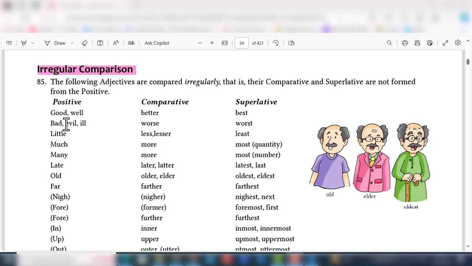Like good, better, best. Well is also an addition, like better, best. Then bad, evil, ill, worse, and worst. Like little, less, lesser, or least; much, more, most; then many, more, and most. These are some instances of the irregular degrees to make the comparative and superlative. Then we have a table to look at to clear the concepts of all these things.